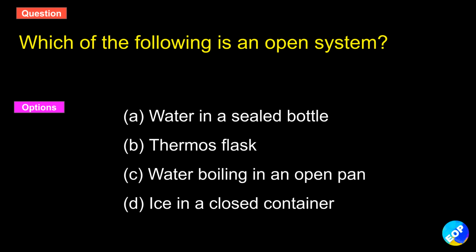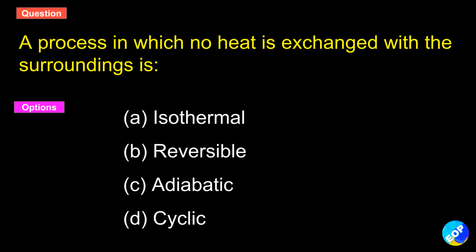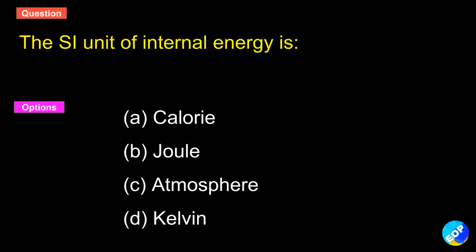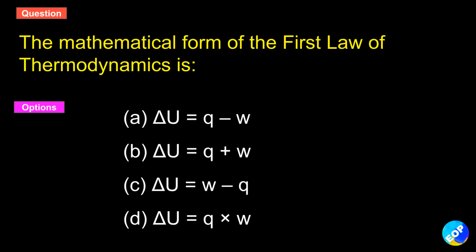Which of the following is an open system? Answer is option C, water boiling in an open pan. A process in which no heat is exchanged with the surrounding is called adiabatic process. The SI unit of internal energy is joule. The mathematical form of the first law of thermodynamics is delta U equal to Q minus W.